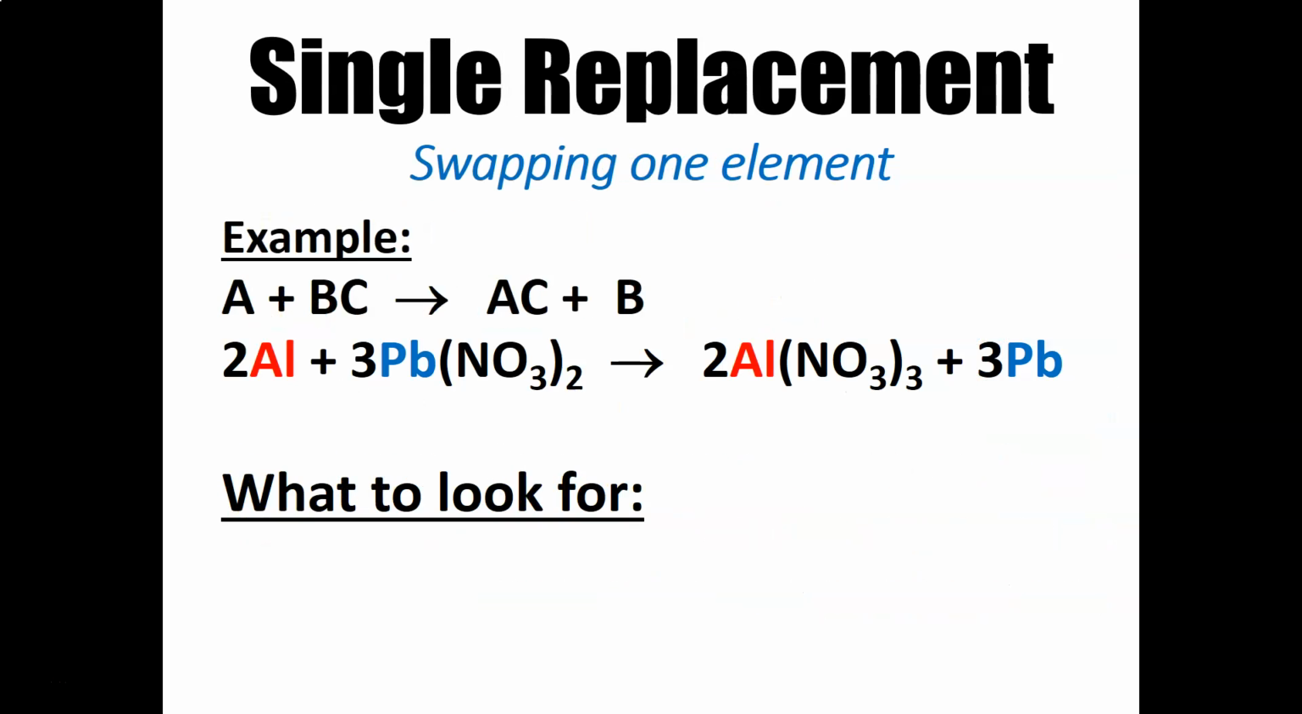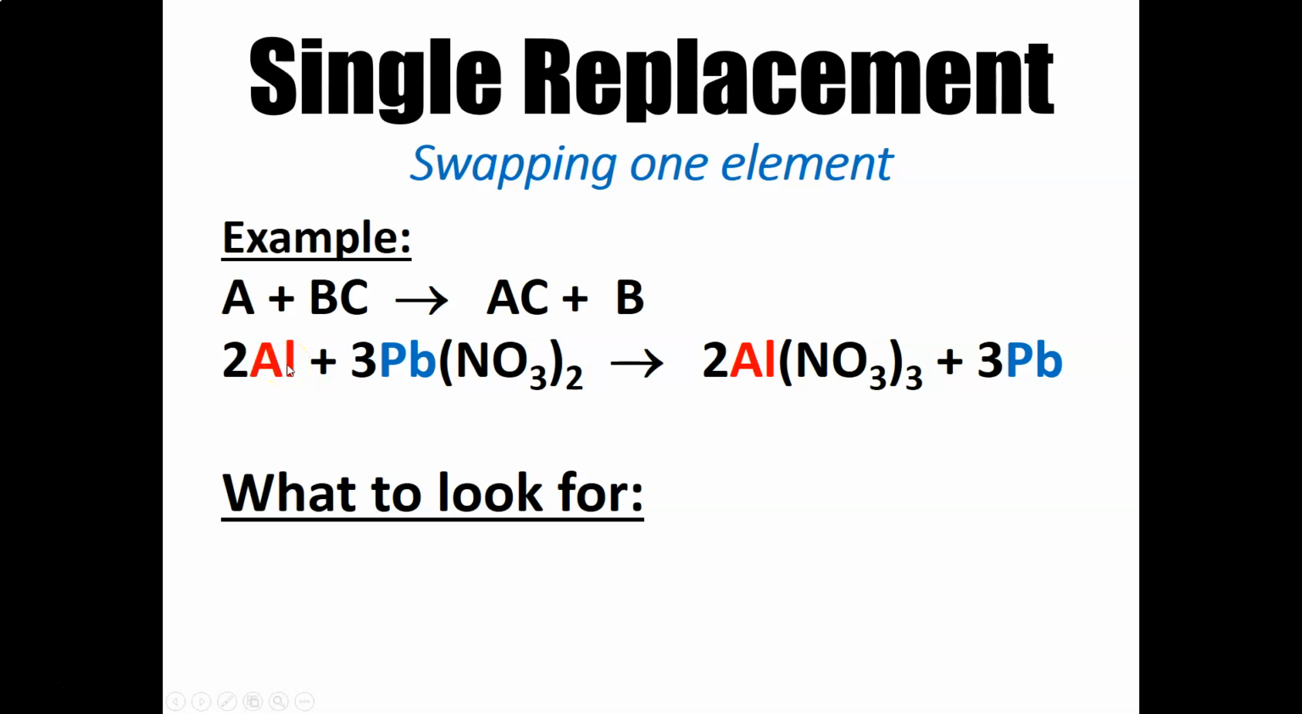All right, single replacement, we're swapping one element. So if you look in our generic equation, we have an element and a compound. And this element is going to swap places. And now we're going to have a new compound, and we kicked out some other element. So you can see here, we have aluminum with lead 2 nitrate.